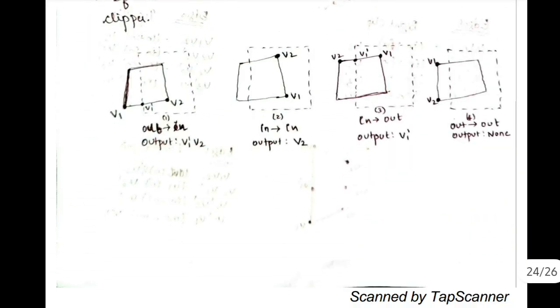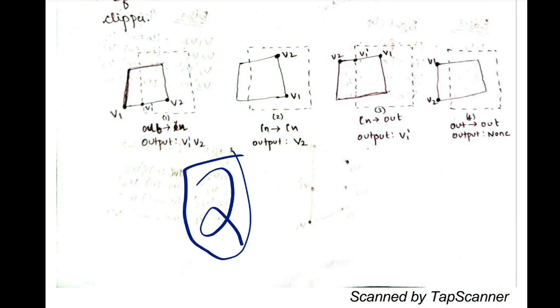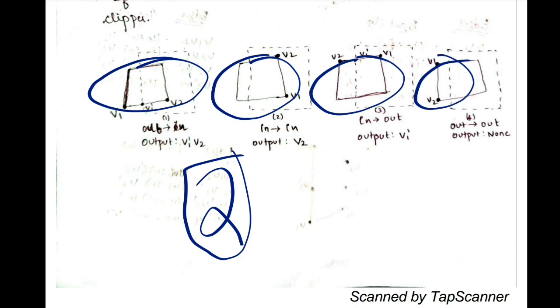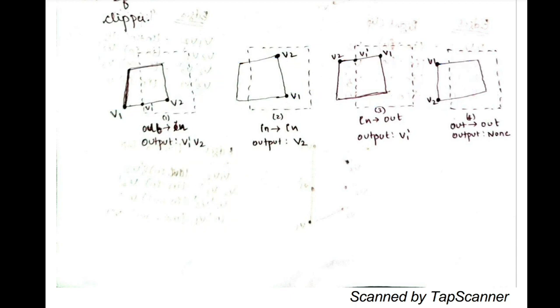Okay, so before that you have to remember two concepts. The first concept is what are the different types of polygon edges that you can form, meaning in-out, out-out, out-in, or in-in, and then the way in which we will be solving is left, right, bottom and top.